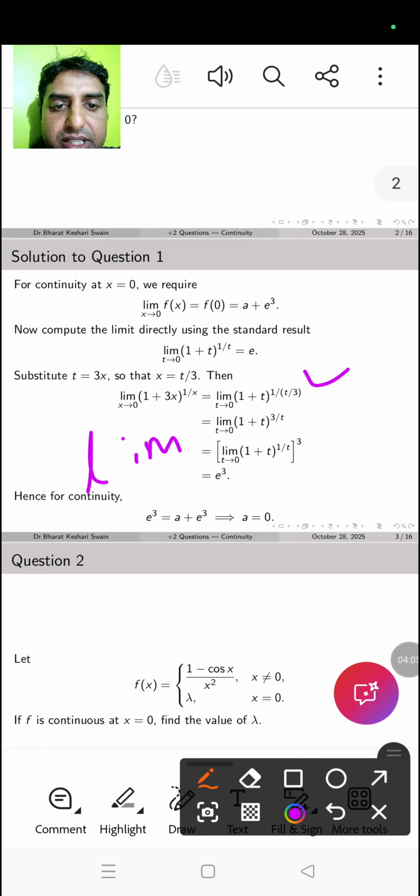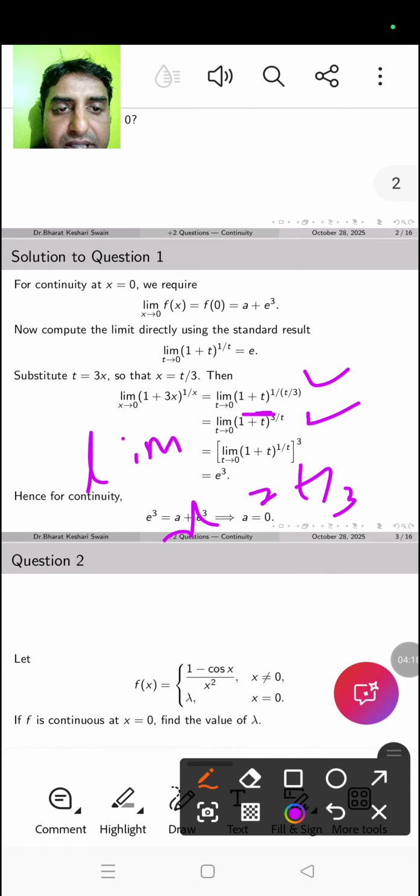So the limit reduces to the limit as t tends to 0 of (1 + t) to the power 1 by, in place of x, t by 3. Since it is 1 divided by t by 3, it can be written as 3 by t. So we can write it as the limit as t tends to 0 of (1 + t) to the power 1 by t, whole to the power 3.